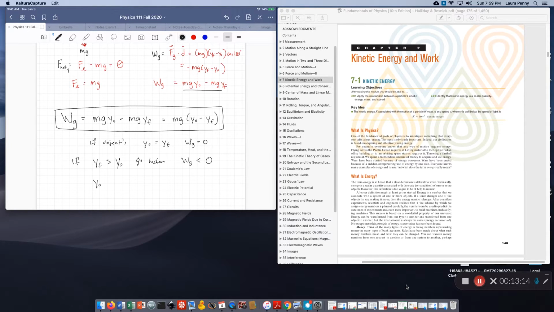If your y final is less than your y initial, so your object goes lower, then the work done by gravity is positive. It did add energy to it.